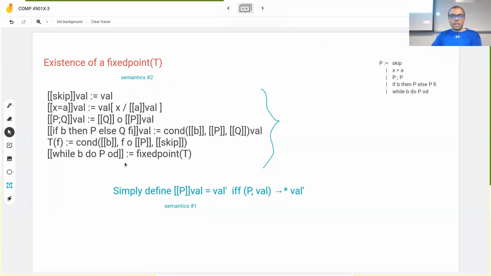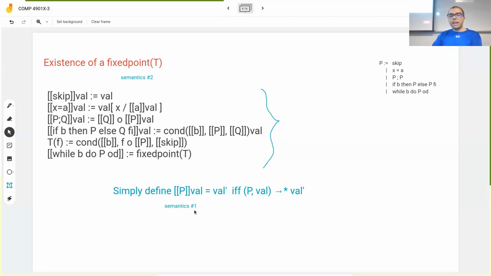So when I'm saying while is the fixed point of this t, I have to prove that there is a fixed point. That's the first thing. The second thing that I want to prove is some sort of uniqueness, so that I want to say there's not more than one fixed point here.